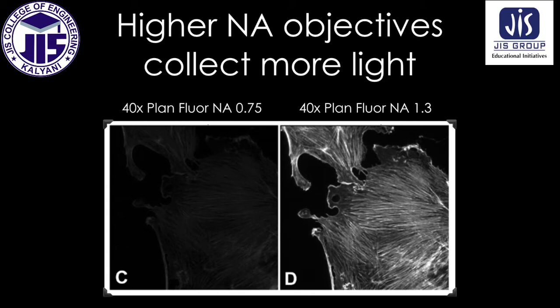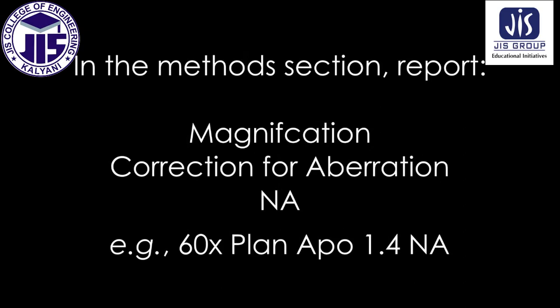So you might use a longer exposure time in your camera, or you might increase the intensity of illumination. That's going to cause more photo bleaching and more phototoxicity in a live experiment. Now that you understand how important numerical aperture is, you'll understand why it's important to report it in the methods section of your publications. So lenses should be described as the magnification, the correction for aberration, and the numerical aperture.